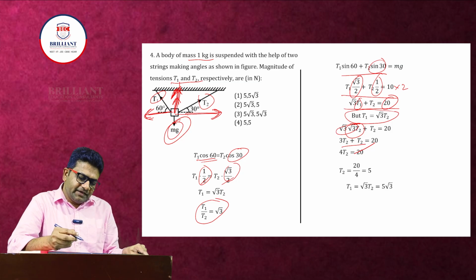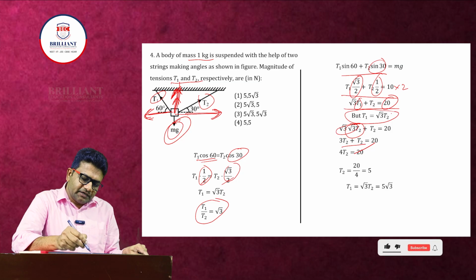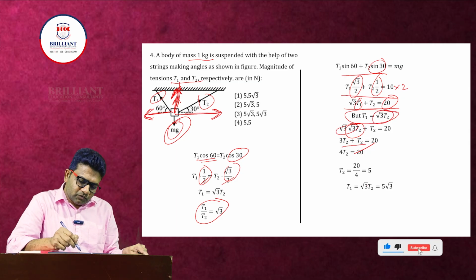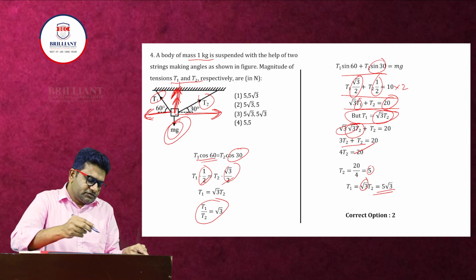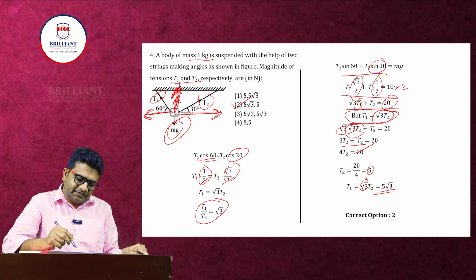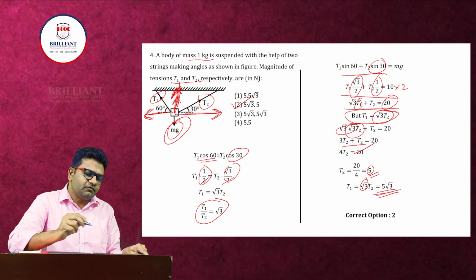Then T1, we know T1 is equal to root 3 T2. So root 3 into 5, we get 5 root 3. So the correct option is option 2. That is, T1 is equal to 5 root 3 and T2 is equal to 5 is the answer.